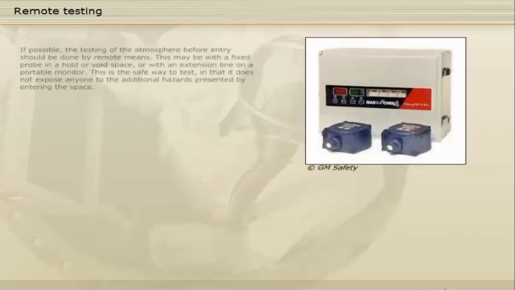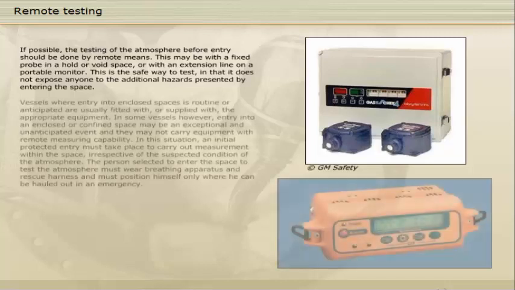If possible, the testing of the atmosphere before entry should be done by remote means. This may be with a fixed probe in a hold or void space, or with an extension line on a portable monitor. This is the safe way to test, in that it does not expose anyone to the additional hazards presented by entering the space.